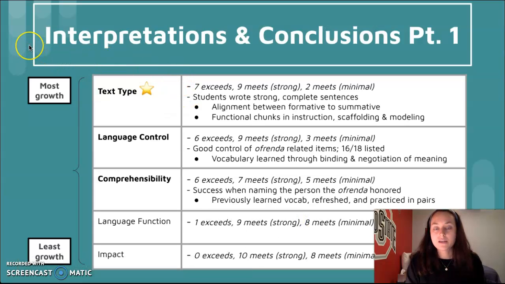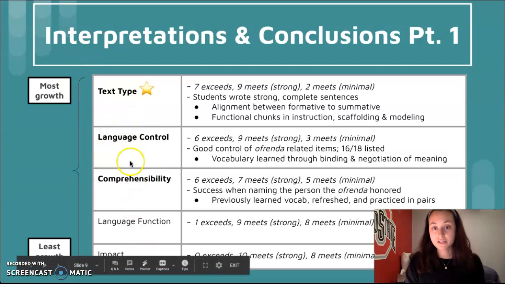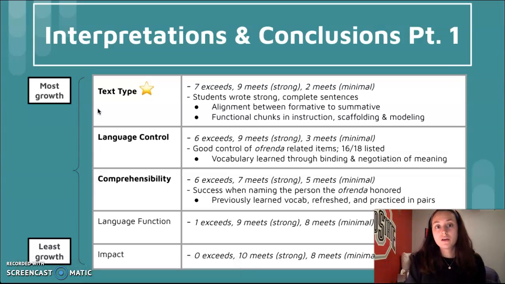Now I will discuss the IPA rubric criteria and some of the interpretations and conclusions I can draw from this data. As you can see, I've reordered the IPA criteria in terms of most to least student growth, where I observed this across my unit. I made these decisions based on how many students scored in each of the categories and then reordered them accordingly.